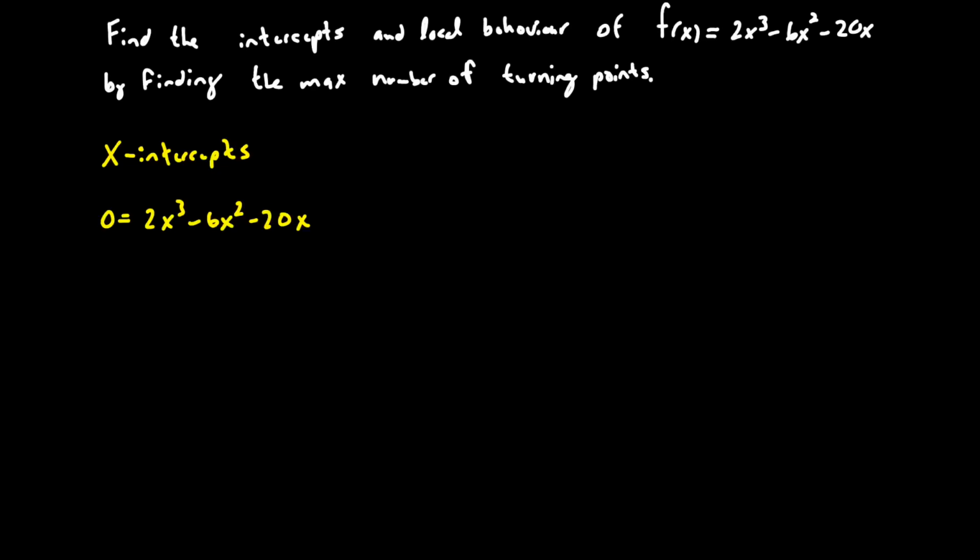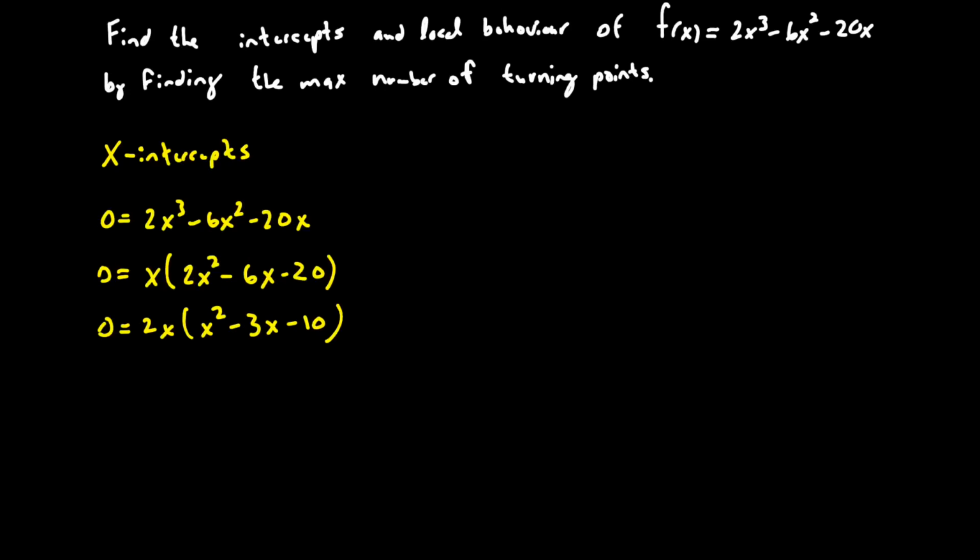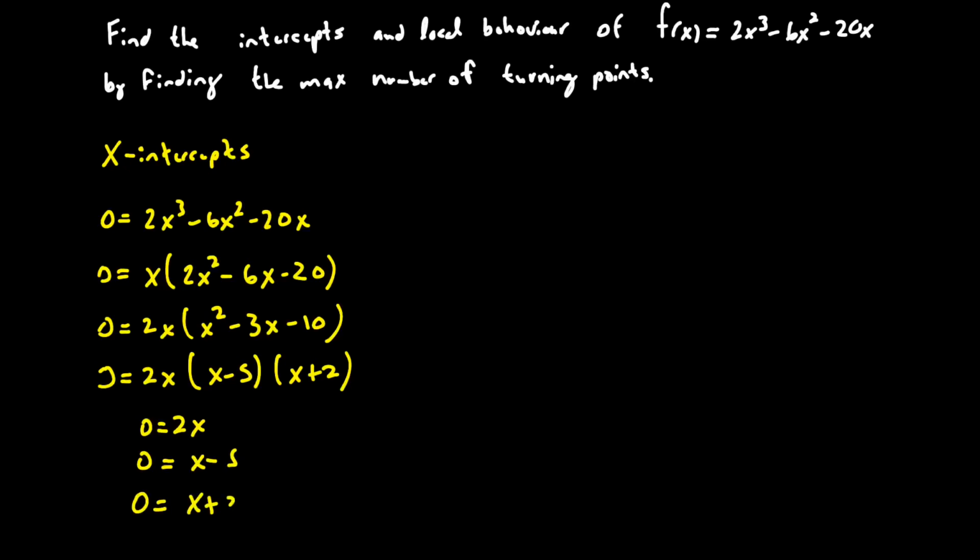So pull out an x from the right-hand side, and we'll get 0 = x(2x^2 - 6x - 20). Furthermore, we can pull a 2 out, and we'll get 0 = 2x(x^2 - 3x - 10). Factoring this equation, we'll get 0 = 2x(x - 5)(x + 2). Setting these equal to 0, we see 0 = 2x, 0 = x - 5, or 0 = x + 2.